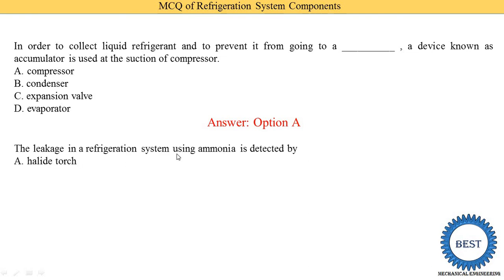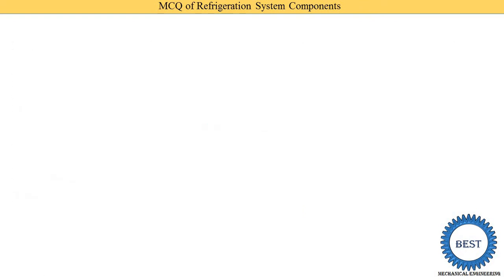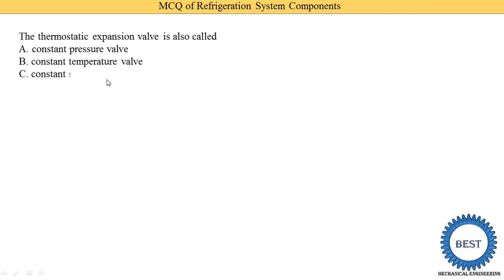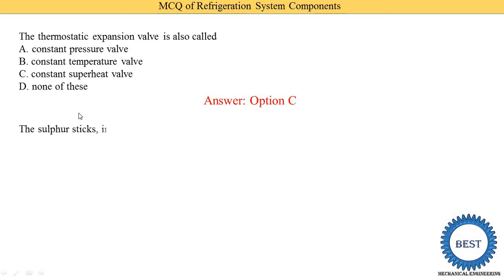The leakage in a refrigeration system using ammonia is detected by halide torch, sulfur sticks, soap and water, or all of these. So the answer is option B. Earlier we studied that the halide torch is used for the freon group, and we know that ammonia does not come in the freon group. So the halide torch is not used, that's why sulfur sticks are used. The thermostatic expansion valve is called a constant pressure valve, constant temperature valve, constant superheat valve, or none of these. It is known as the constant superheat valve. Option C is correct.